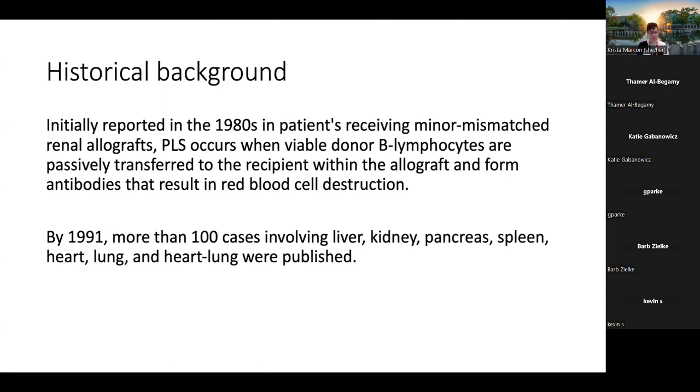So let's go back to the 1980s, where it was initially discovered in patients who were receiving a minor mismatched renal allograft. PLS occurred when viable donor B lymphocytes were passively transferred to the recipient within the allograft and formed antibody that resulted in red blood cell destruction. By 1991, more than 100 cases involving liver, kidney, pancreas, spleen, heart, lung, and heart-lung transplants had been published.